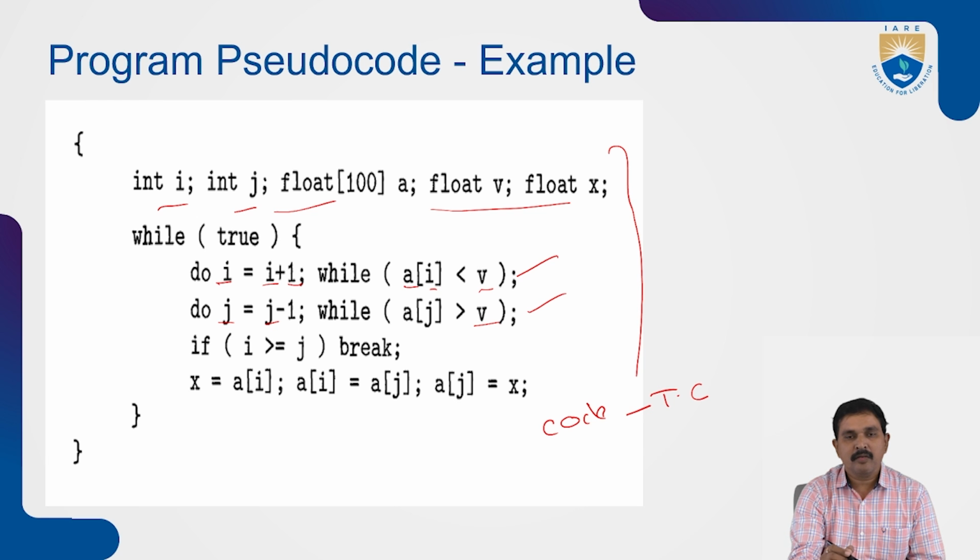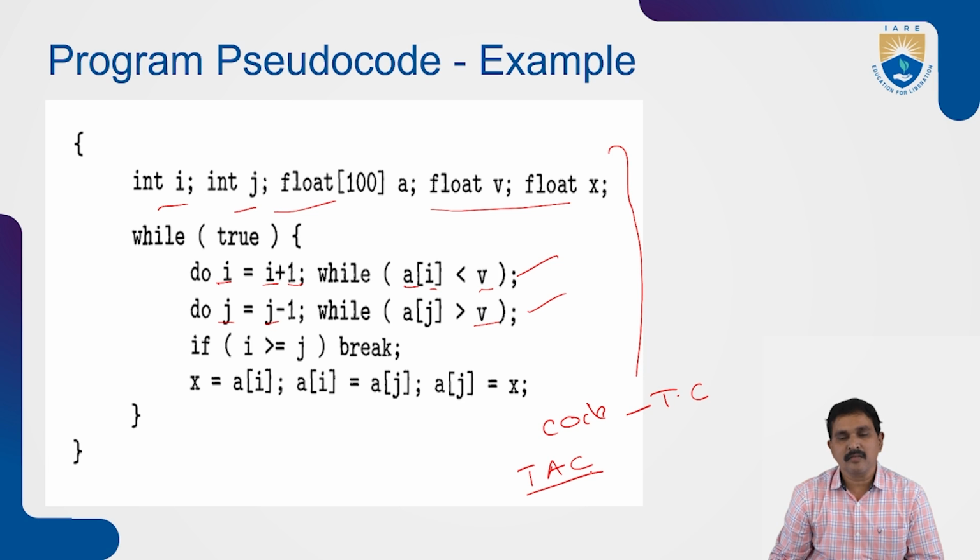That's why we don't directly convert this code to target code. Before that, you must use some intermediate code generation. Intermediate code generation uses three address code. I write the short name TAC, three address code.